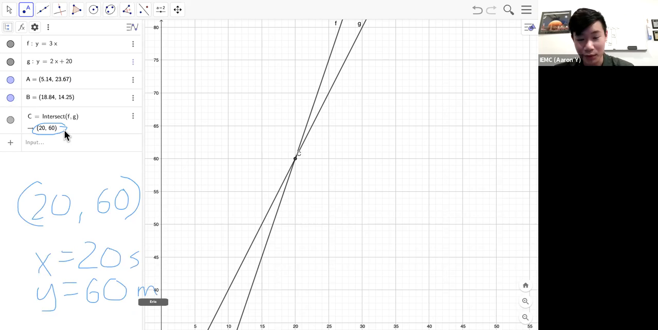So since both of these lines have the point 20, 60 on them, that means at 20 seconds, Aaron has traveled 60 meters, and at 20 seconds, Eric has also traveled 60 meters. And recall the question: how long does it take for Aaron to catch up to Eric? So when will they be in the same place? From these results, we can see that they will be in the same place, 60 meters, after 20 seconds have passed. So that essentially answers our question.